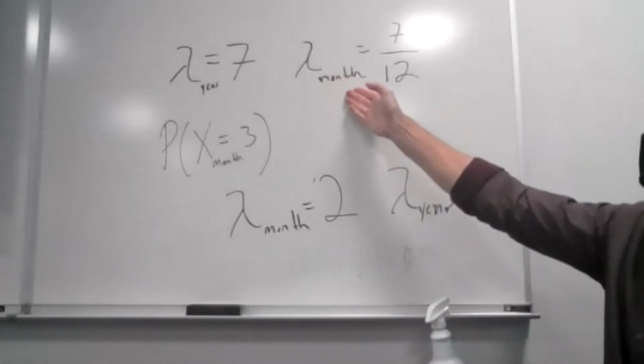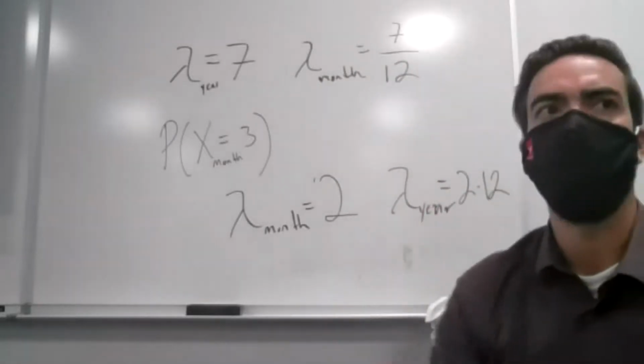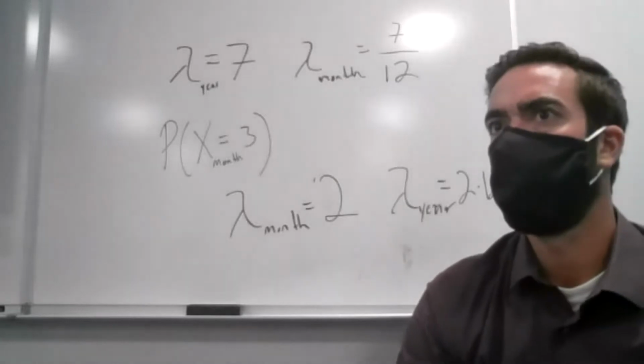But then once I convert it to my new lambda, now it's easy. Now I've got my lambda, I've got the x in there, it's just plugging into Poisson just like we were doing in the other examples. Okay?